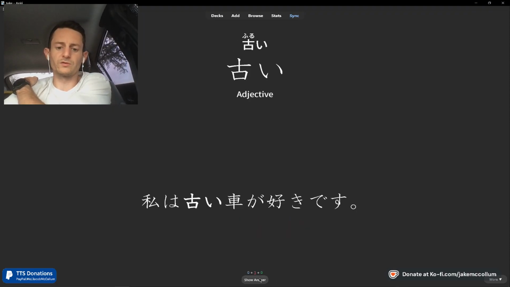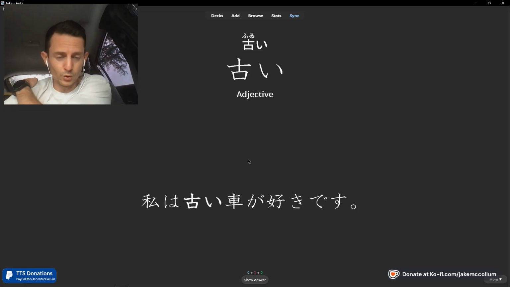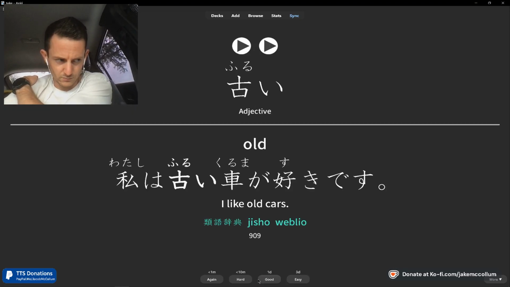Furui, old. Furui, or not fu, who. Who or fu? 古い。私は古い車が好きです. Fu or who? Hurui? 古い. That sounds more like who. Hurui. Good.